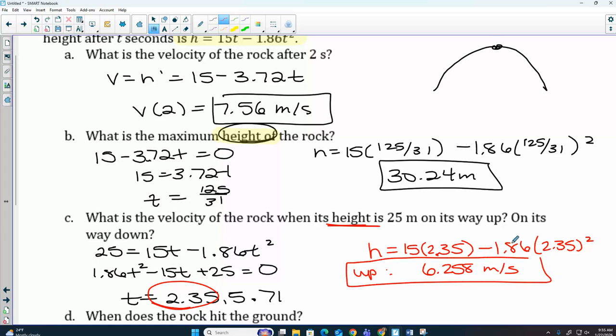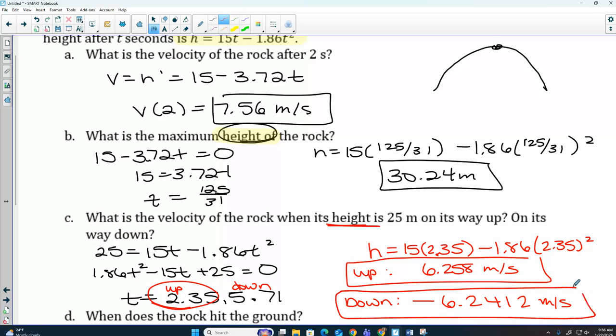Then it asks on the way back down, so how would you find the down? Yeah, plug in 5.71. That one you get a negative velocity because it's coming down. Negative 6.2412. I know I'm not showing everything. Do you guys understand where I'm getting these?